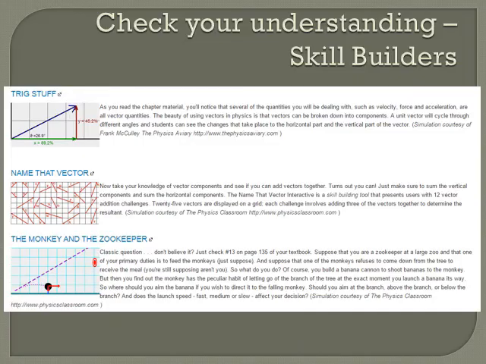Now, if all these angles and breaking vectors into x and y parts is new to you, I encourage you to check out this skill builder. The Trig Stuff skill builder will certainly come in handy just to show you that yes, any arrow can be broken into a horizontal part and a vertical part. And once you've understood that, then try to add them together. It turns out that when you add vectors, all you do is put the tail of the second vector onto the tip of the first, and then go from the tail of the first to the tip of the second. So you're essentially combining vectors. Get a little bit of practice with that using the Name That Vector skill builder.